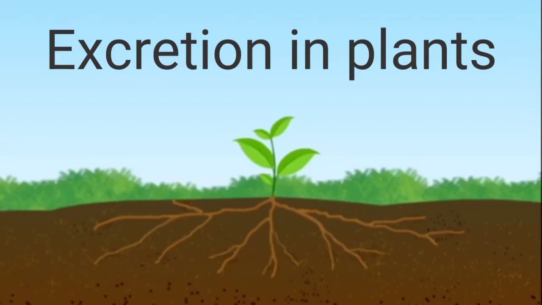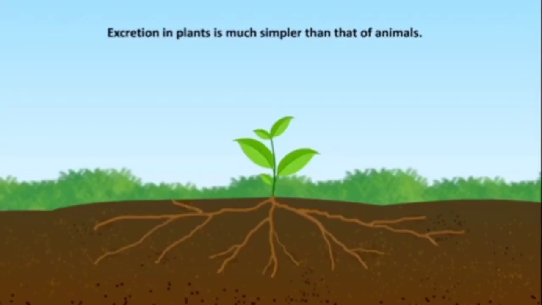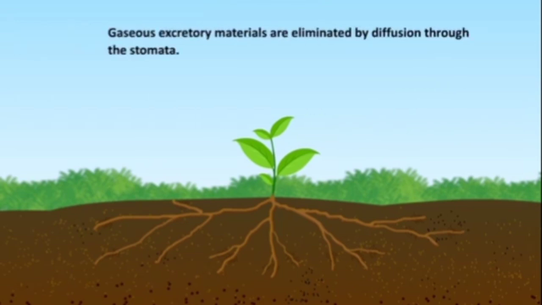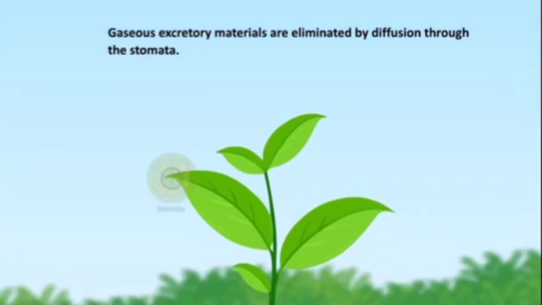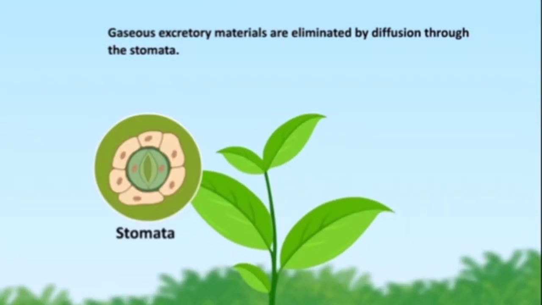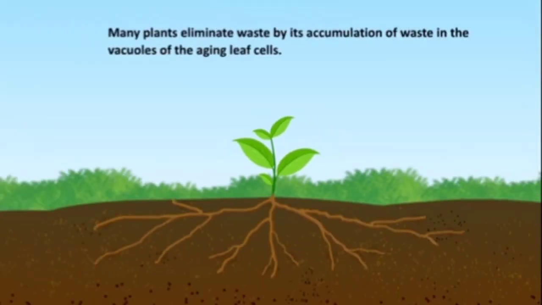Excretion in plants. Excretion in plants is much simpler than that of animals. Plants do not have any special organs for removal of waste. Gaseous excretory materials are eliminated by diffusion through the stomata. Many plants eliminate waste by the accumulation of waste in the vacuoles of the aging leaf cells.